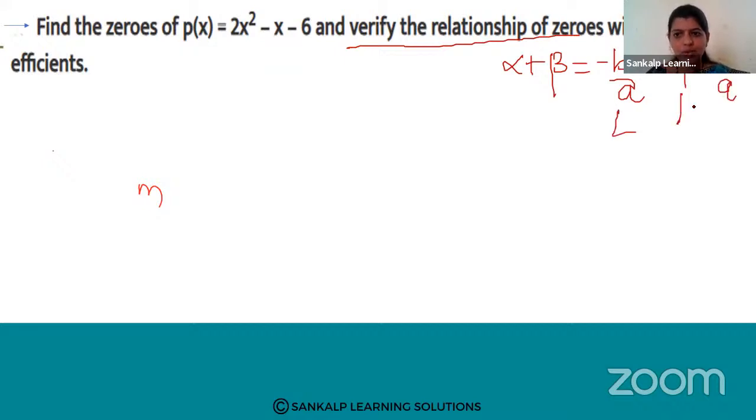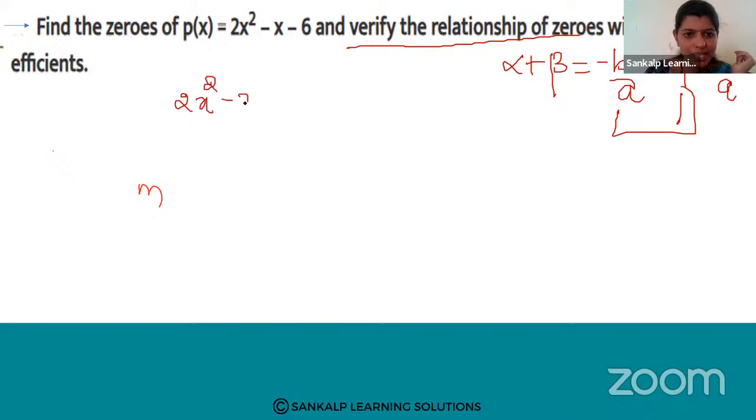We will use this relation and verify. So to use that relation, we need 2 zeros, that is alpha and beta. How do the zeros come? By doing factorization method. How are you going to do factorization method? By splitting the middle term, right?